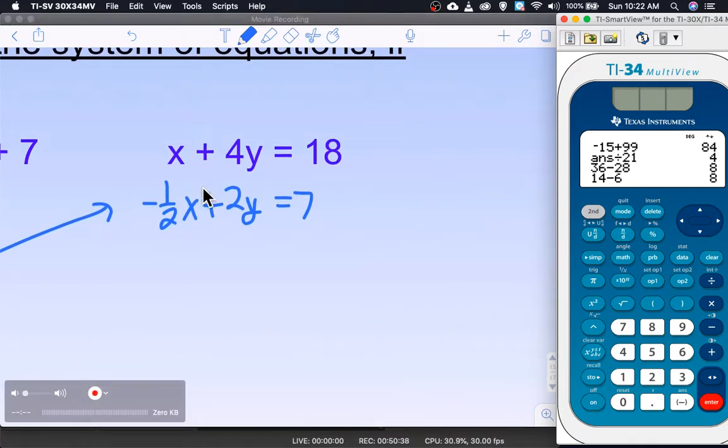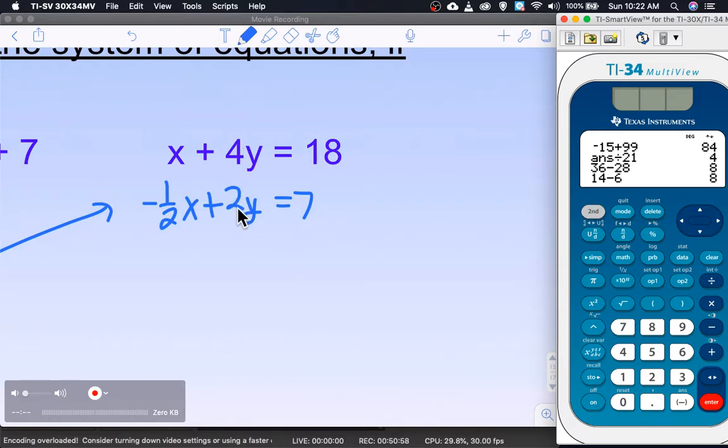Okay, so now everything's lined up. X's over x's, y's over y's, equals constants, all that's good. Now in order to make these eliminate, this is a little hairy right here, like 1 and negative 1/2. It's actually not too bad, but I'm looking at these y's, 4 and 2. I can do that pretty easily.